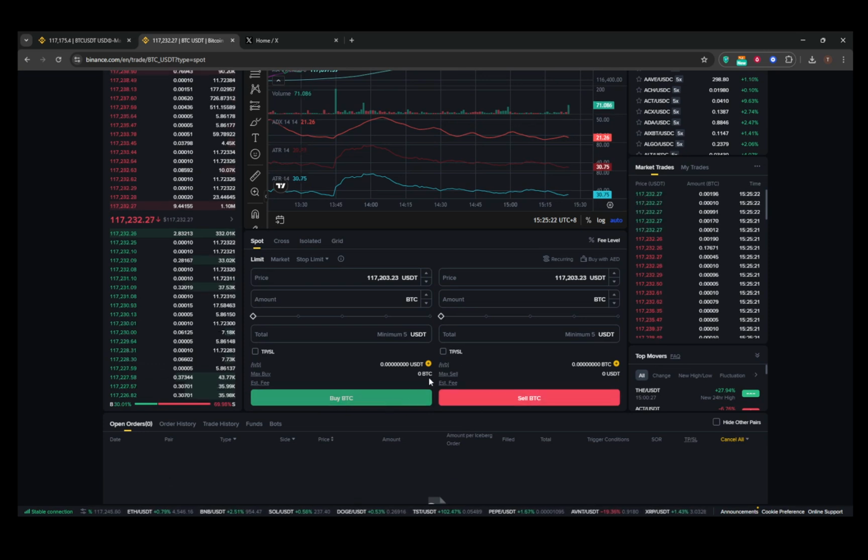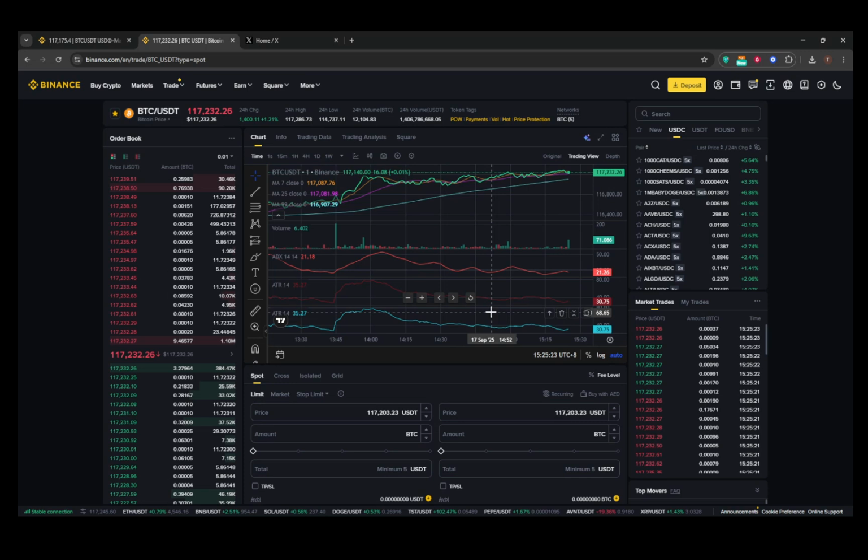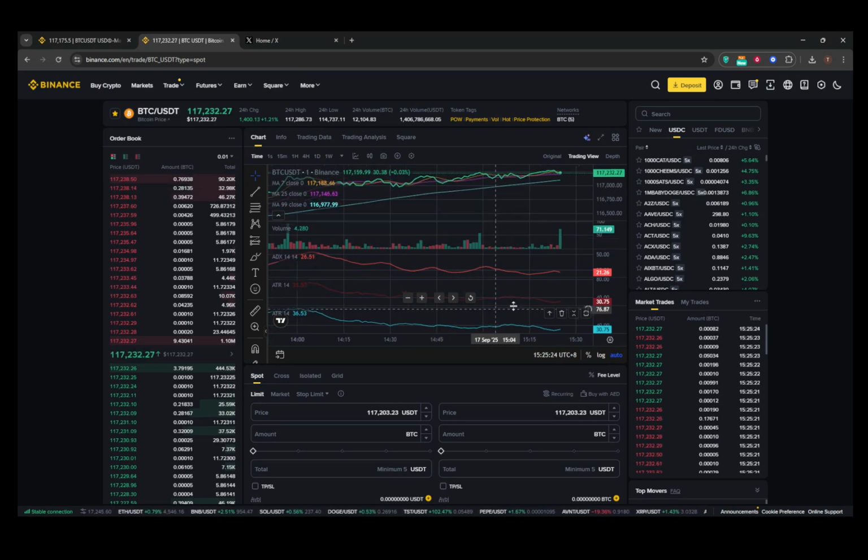Now, let's proceed to making your first trade. Start by selecting a trading pair and deciding on the order type. If quick execution is your priority, a market order is ideal. For stricter pricing control, go for a limit order.